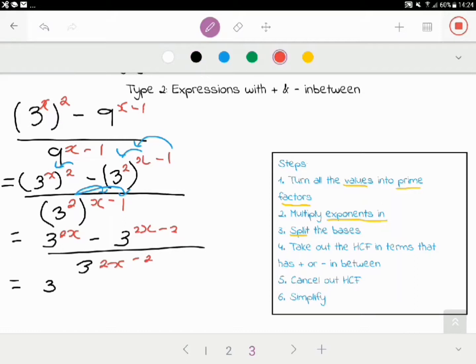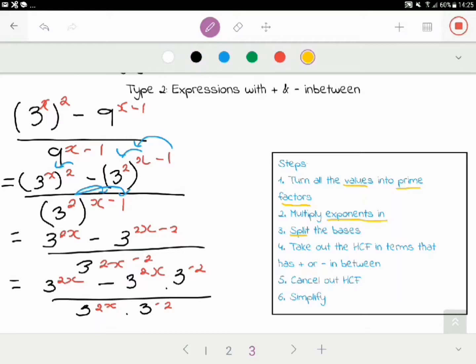Third step is to split the bases, so it becomes 3 to the power of 2x, it's only one base, minus, this one we break up, 3 to the power of 2x times 3 to the power of negative 2. Yet again, the opposite of the exponent law. And then at the bottom it's the same, 3 to the power of 2x times 3 to the power of negative 2. Now this is where the difference comes in with the previous question.